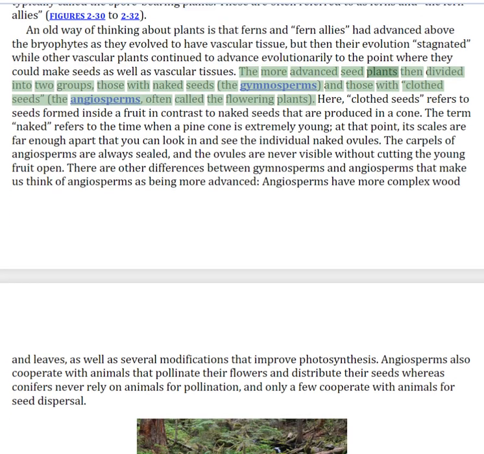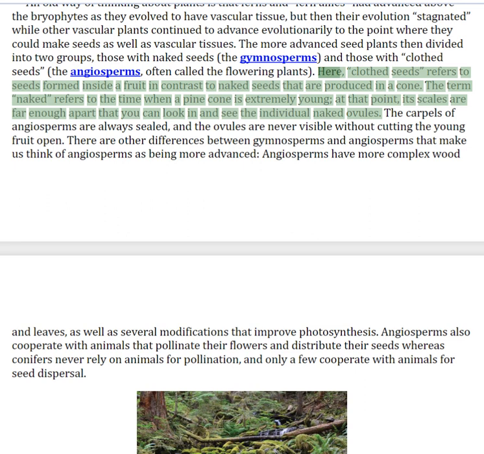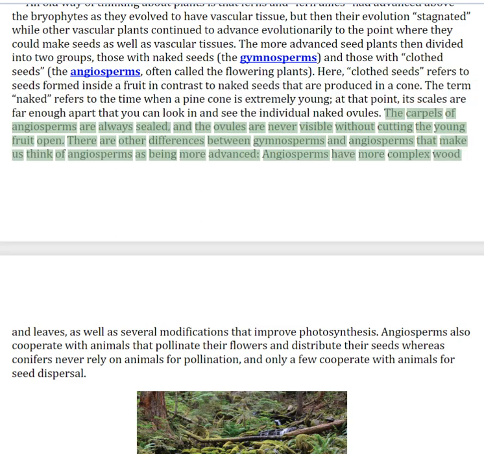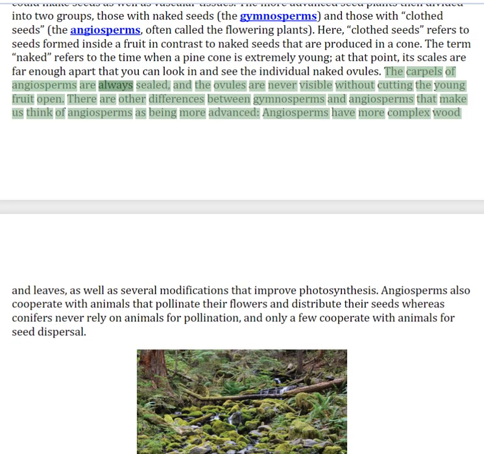The more advanced seed plants then divided into two groups, those with naked seeds and those with clothed seeds. Here, clothed seeds refers to seeds formed inside a fruit, in contrast to naked seeds that are produced in a cone. The term naked refers to the time when a pine cone is extremely young. At that point, its scales are far enough apart that you can look in and see the individual naked ovules. The carpels of angiosperms are always sealed, and the ovules are never visible without cutting the young fruit open.